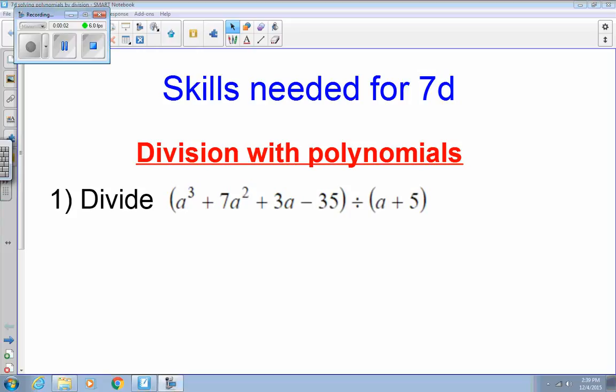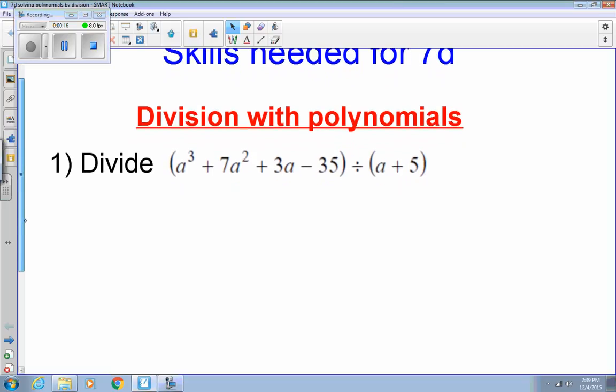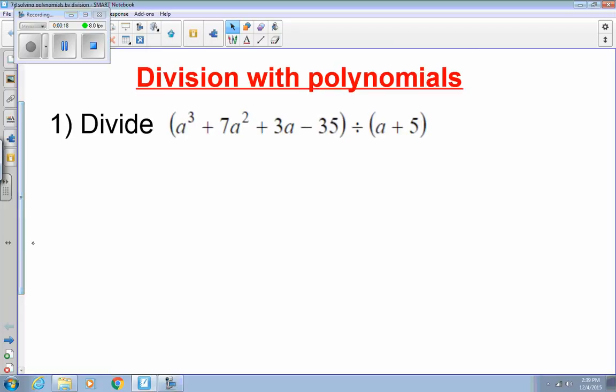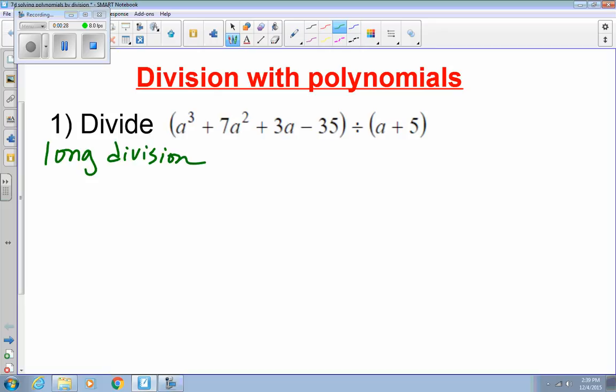Okay, 7D notes. You're going to have to do division with polynomials. It's called long division. This is a skill that you're going to need for 7D. So this is not totally 7D, it's just a skill that's needed for 7D. We're going to have to divide the polynomials. This is called long division.